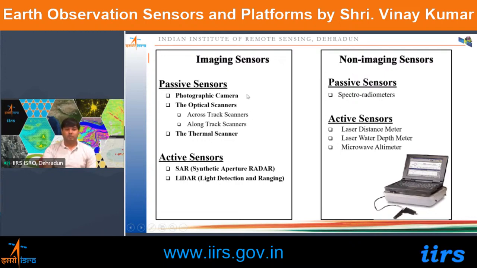Now coming to the imaging sensors. Normally imaging sensors are also categorized into passive and active. Your normal photographic camera, when we are using an external source of energy, is a passive sensor. But when it uses a flash for capturing the data, it is an active sensor. Optical scanners: most of your remote sensing sensors use these two technologies, across track and along track, for capturing the data. And then the thermal scanner is also there.